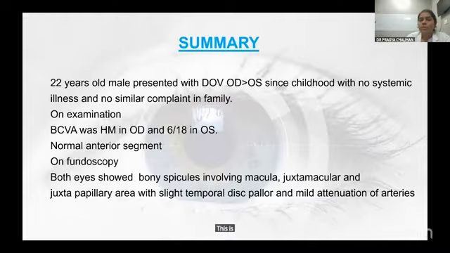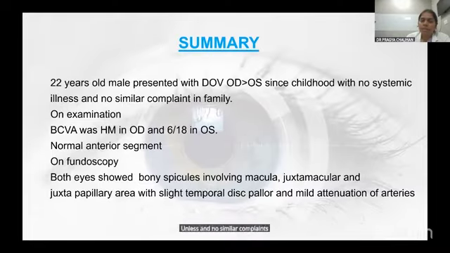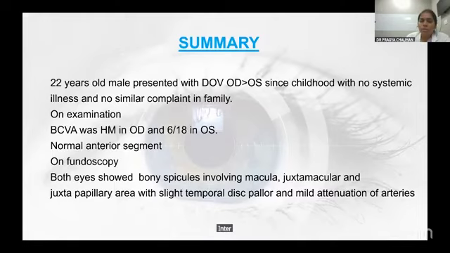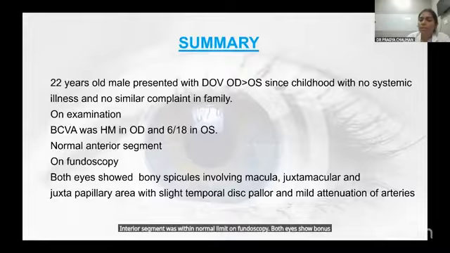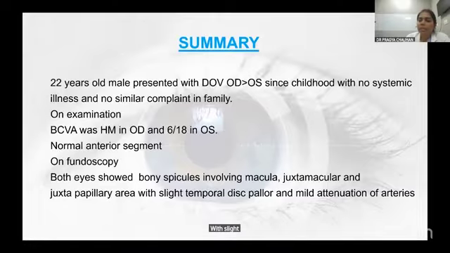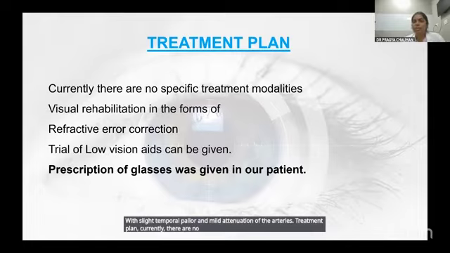This is a case of a 22 years old male presented with diminution of vision in right eye more than left eye since childhood with no systemic illness and no similar complaints in the family. On examination, BCVA was hand movement in right eye and 6/18 in left eye. Anterior segment was within normal limit. On fundoscopy, both eyes show bony spicules involving macula and juxtapapillary area with slight temporal pallor and mild attenuation of the arteries. Treatment plan: currently, there are no specific treatment modalities for this case.